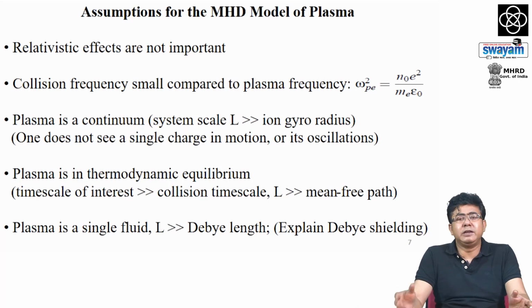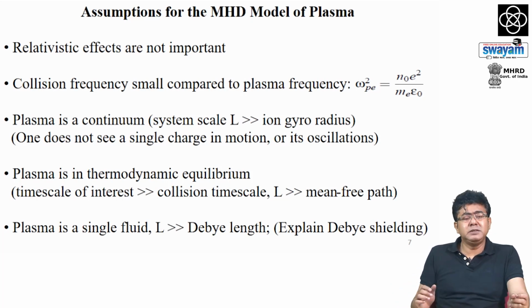Or equivalently, when the length scale of the system is much larger than the mean free path of particles which constitute that system, implying that there is enough time available for thermodynamic equilibrium to be reached in this system. And finally, you explicitly call this condition that the plasma is a single fluid, which implies the length scale of the system to which you are applying these magnetohydrodynamic equations to understand its dynamics must be much larger than the Debye length in the system.